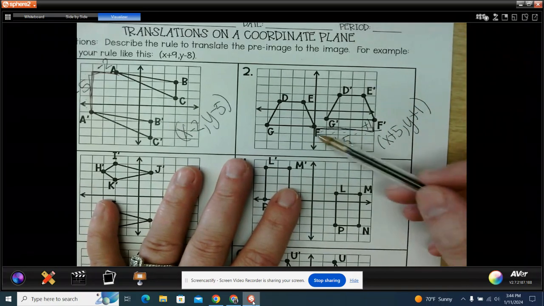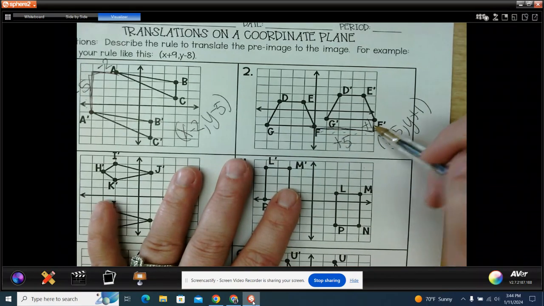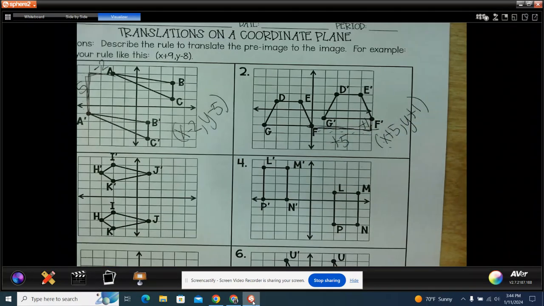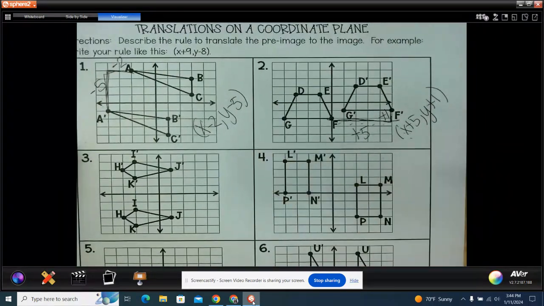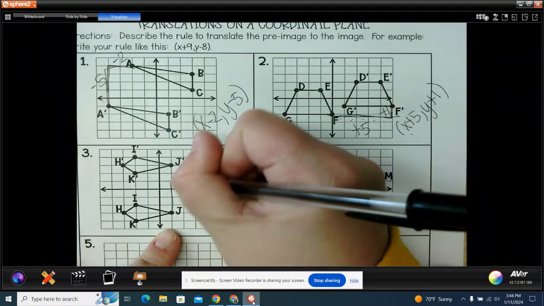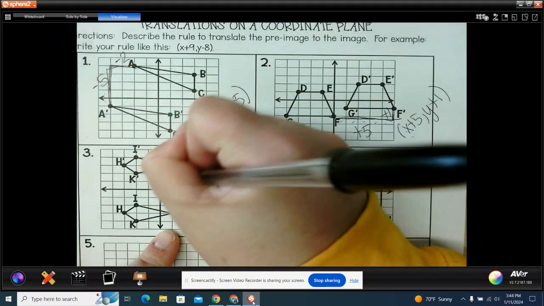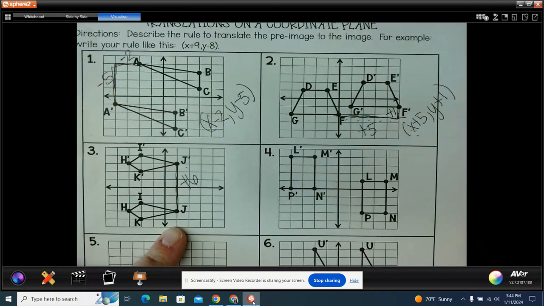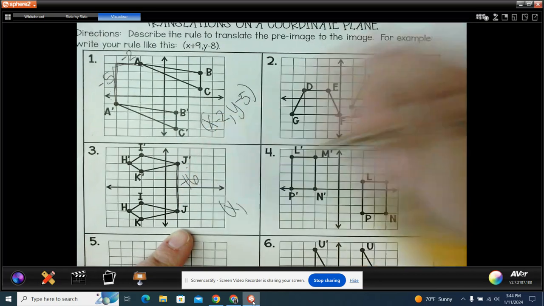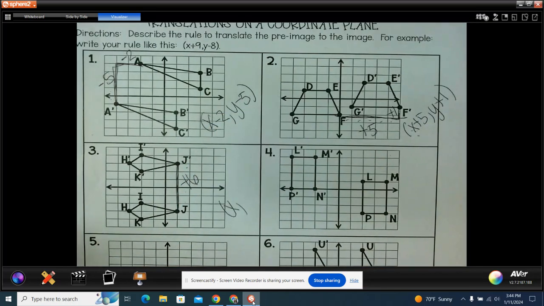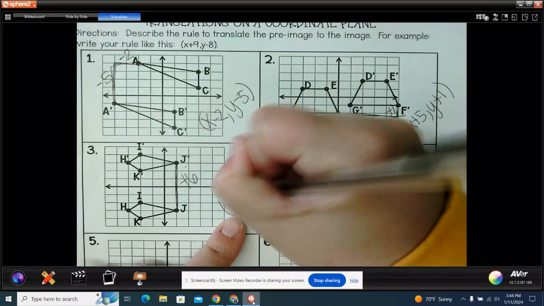So the 5 goes with the x because that's left and right, and that's what x tells me to do. And the +1 went up, and that goes with the y because y goes up and down. All right, number 3, I'm going to do J. So this is going to tell me to go just straight up. 1, 2, 3, 4, 5, 6. So that is +6. So since I went up, my x value will just be x. There's no x plus 0, x minus 0. It's just x since nothing was changed. And then we'll do y plus 6.